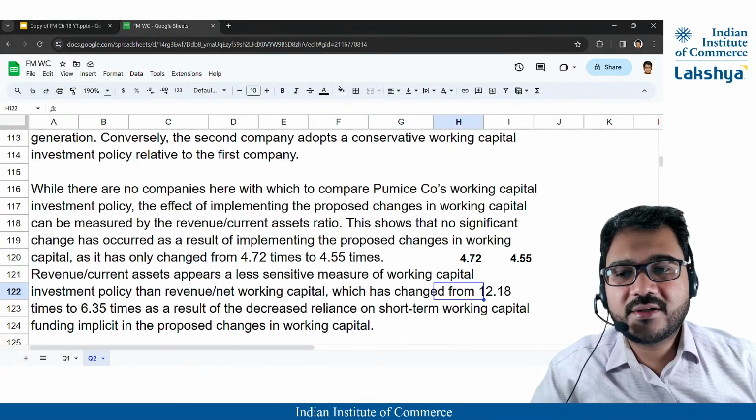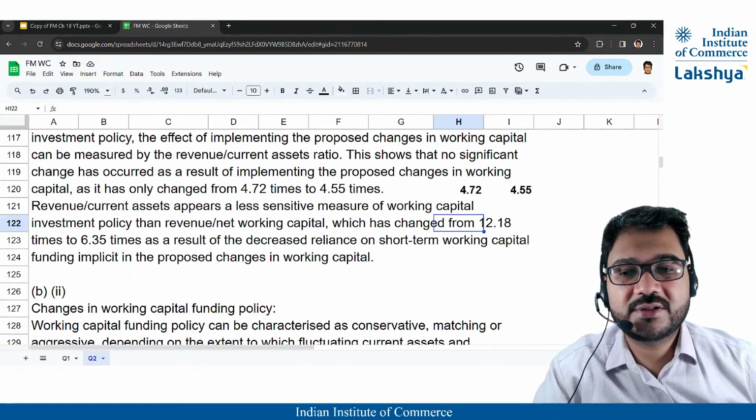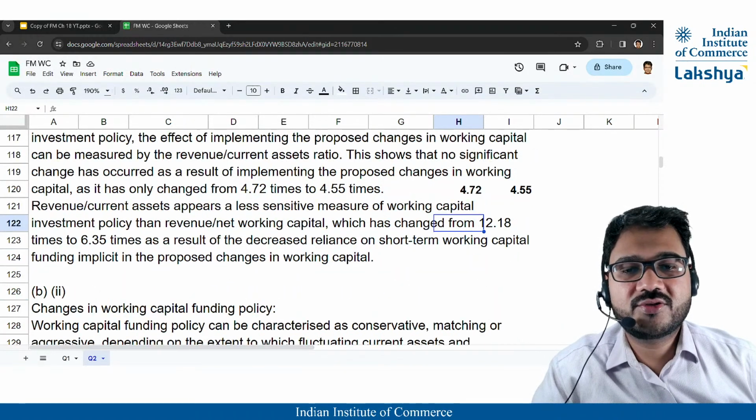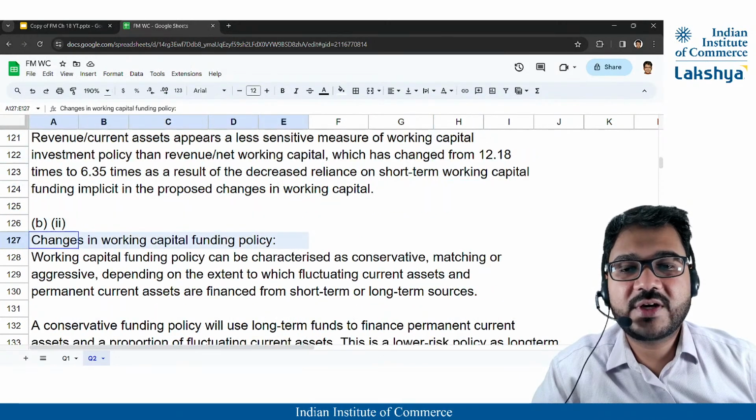So 12 and 6.35 times, as a result of decreased reliance on short-term working capital funding implicit in the proposed change in working capital. Okay, so you are showing that. And part two, that is change in working capital funding policy.